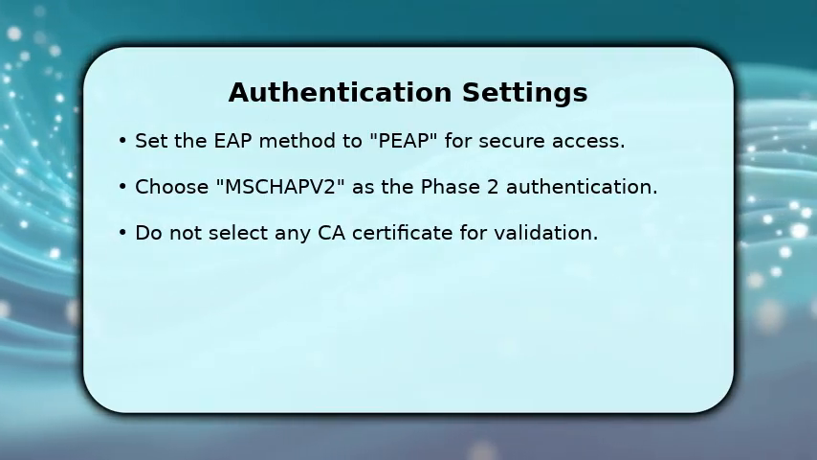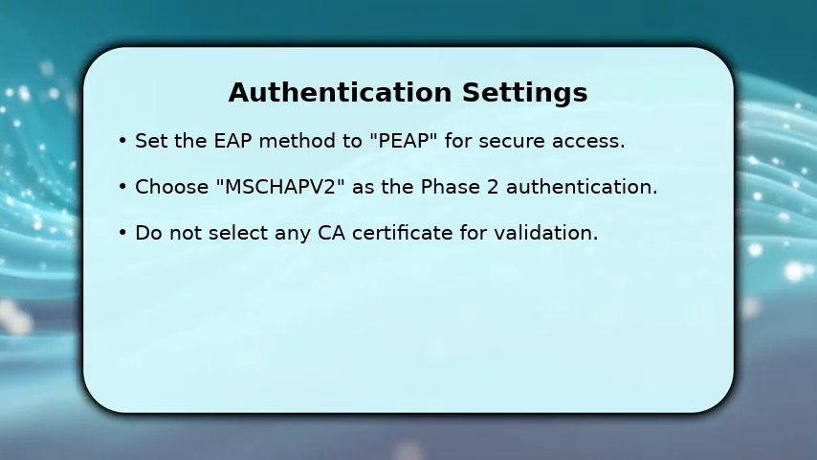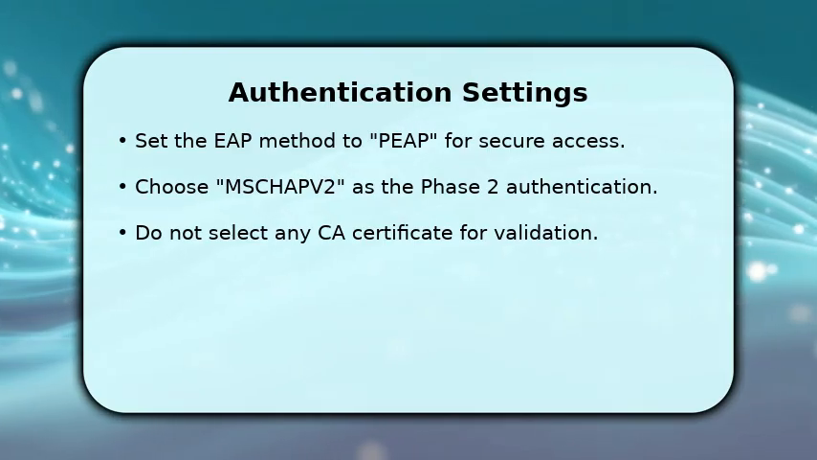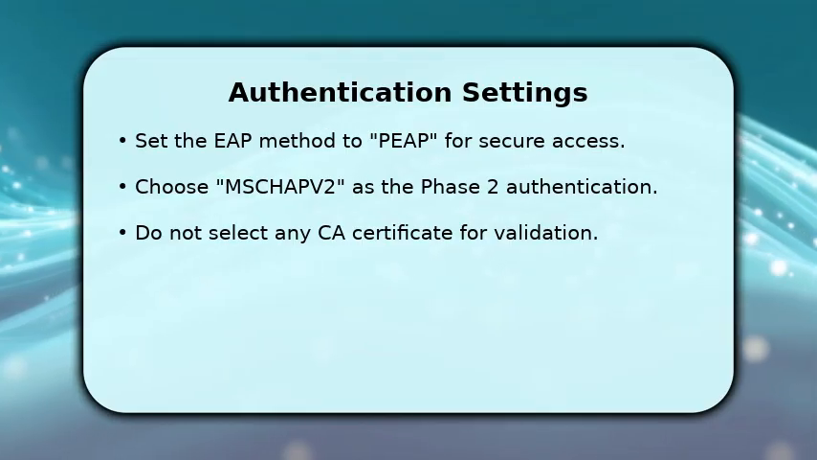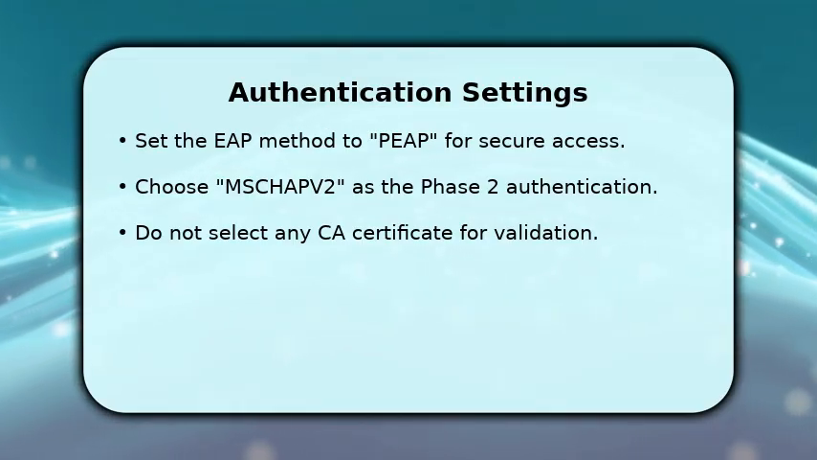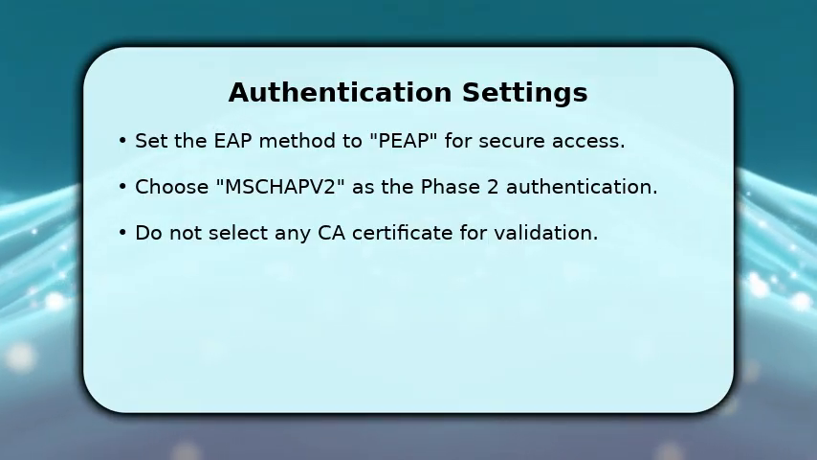Next, for Phase 2 authentication, you'll need to choose MSCHAPv2. It's important to leave the CA certificate field as Do Not Validate or None to proceed smoothly. These specific settings are crucial for a successful connection to the Kiit network.